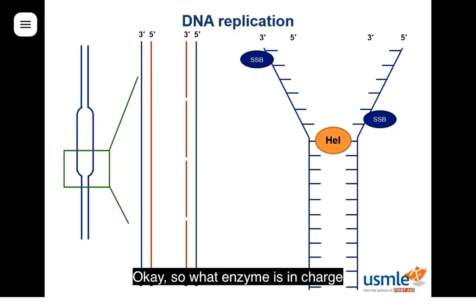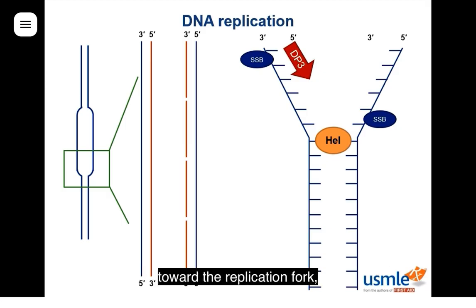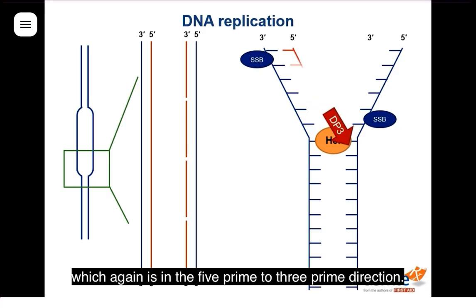Okay, so what enzyme is in charge of synthesizing the leading strand? That would be DNA polymerase III, which synthesizes the leading strand continuously toward the replication fork, which again is in the 5' to 3' direction.